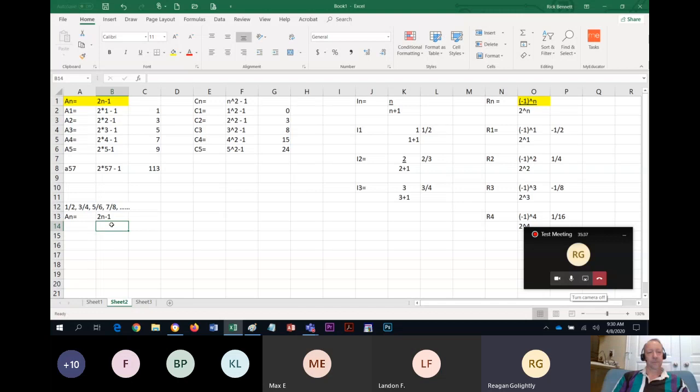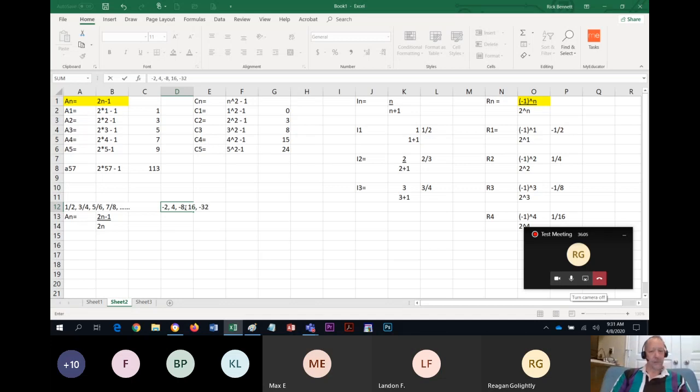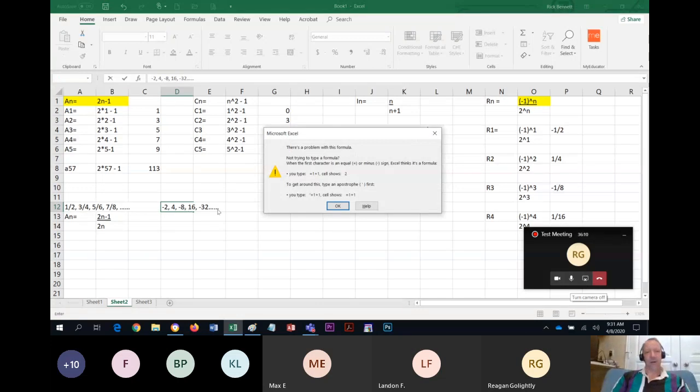Would it be 2 times n? Perfect. 2 times n, so there you are. That is your sequence. All right, now what if I did another sequence that was -2, 4, -8, 16, -32, and then it goes on forever. Can you guys figure out that formula?